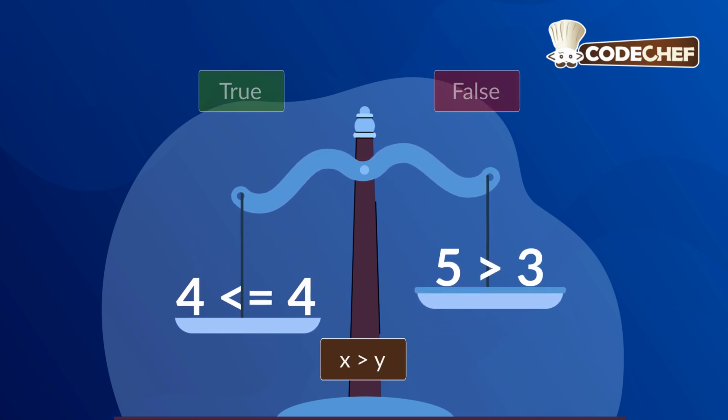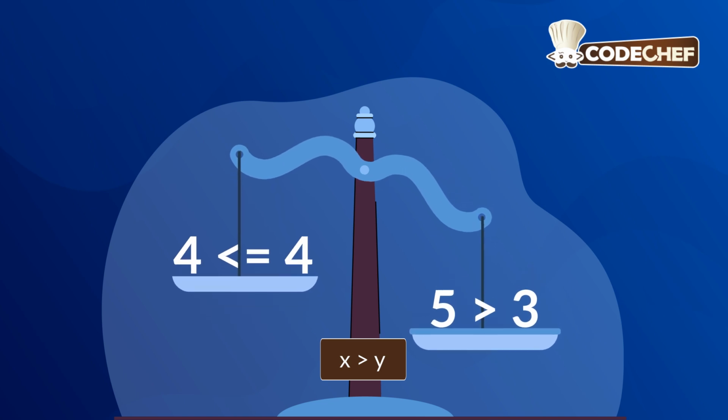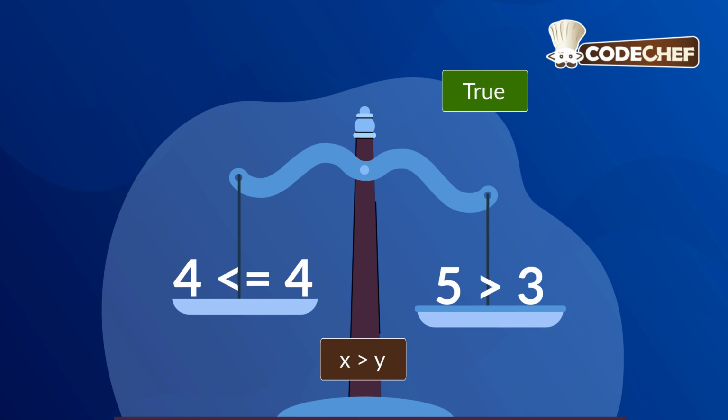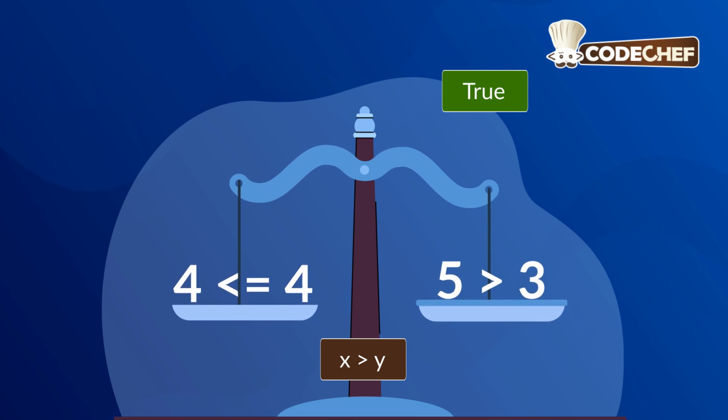Greater than checks if the left value is greater than the right. For example, 5 greater than 3 is true. Less than or equal to checks if the left value is smaller than or equal to the right. For example, 4 less than or equal to 4 is also true.